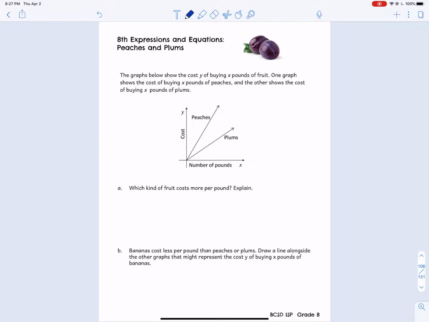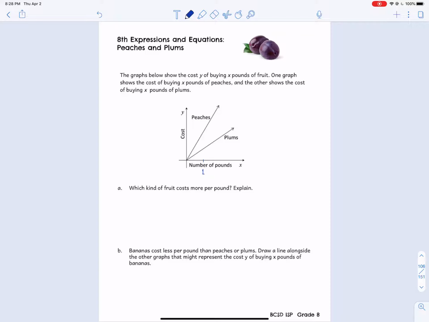Okay, so part A, which fruit costs more per pound? So that's what we just talked about. There's no numbers, but we don't really need numbers. But let me see if I can illustrate. Let's just call this 1, okay?